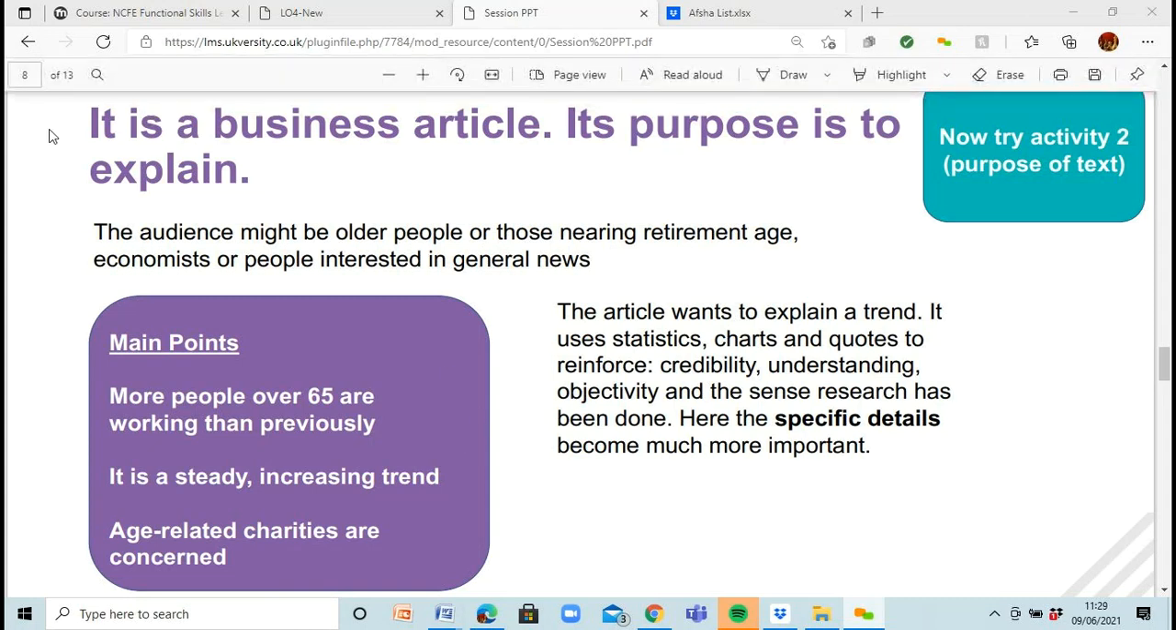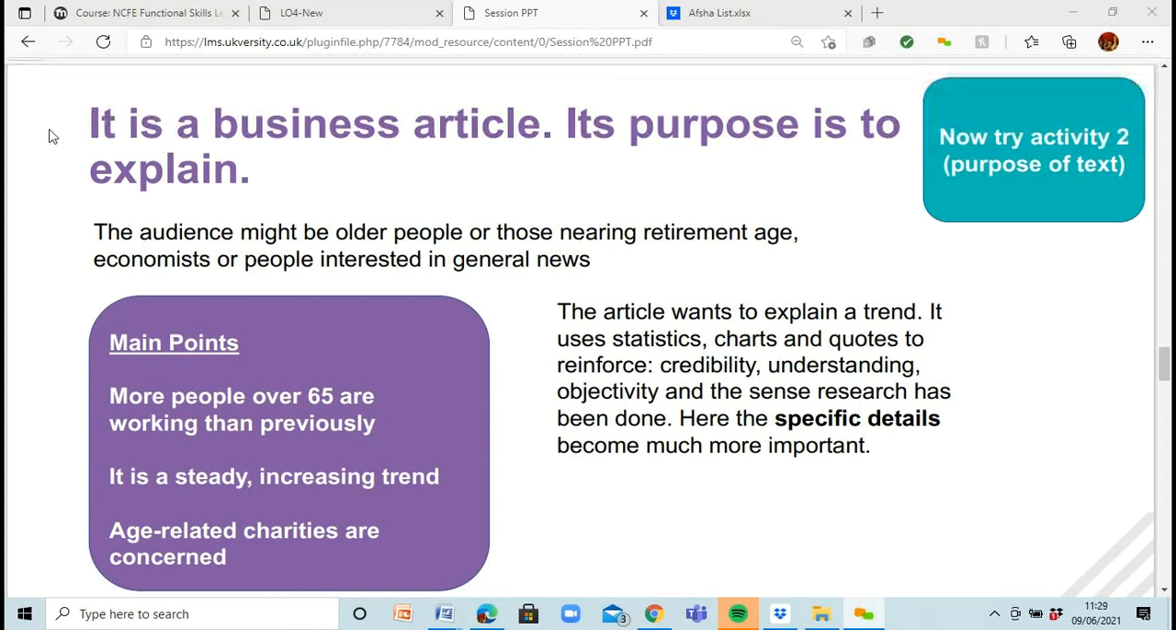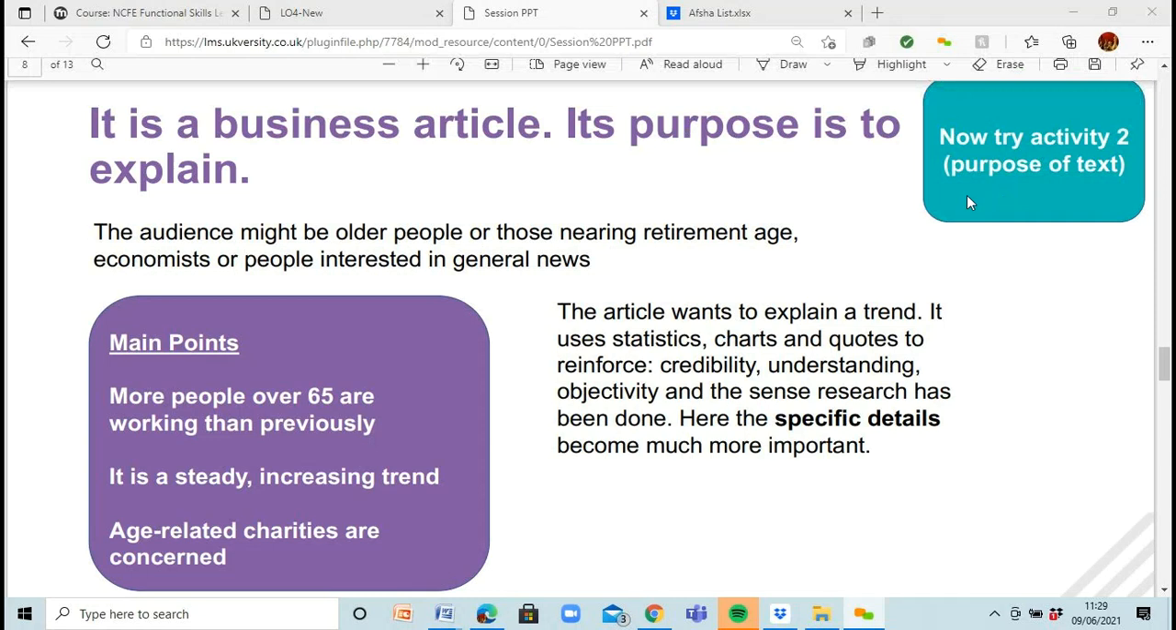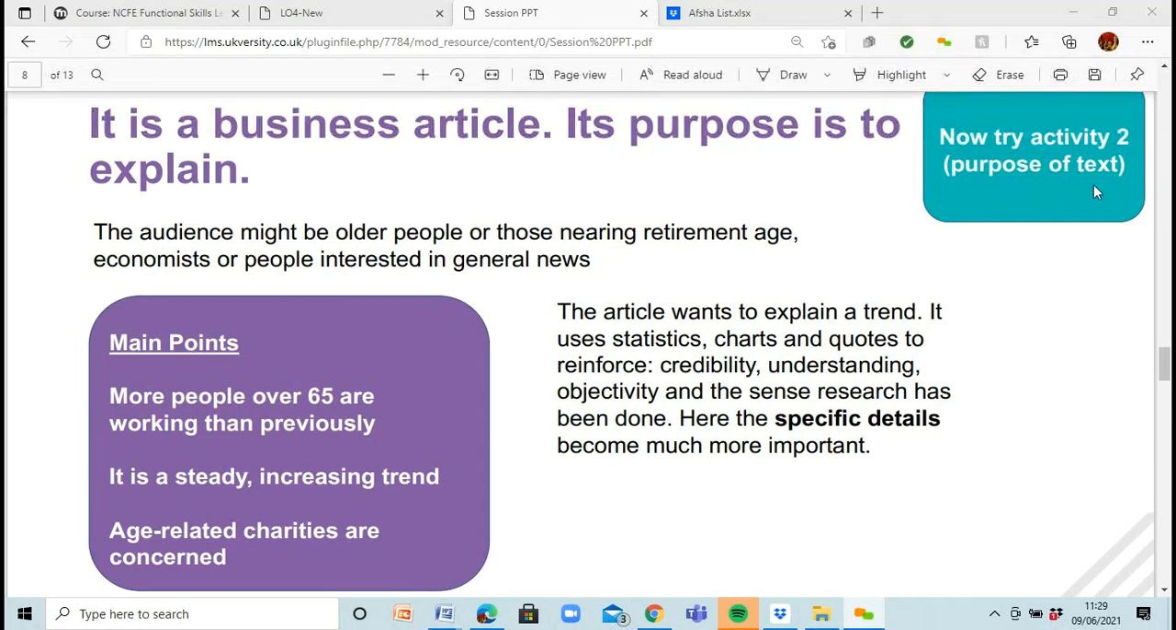And the main points of this are that people over 65 are working more. It's increasing, and it's a steady trend, and that age-related charities are concerned about how much these people might be working. Now, activity 2, I'm actually going to set as homework for you, so I'll show you that at the end.